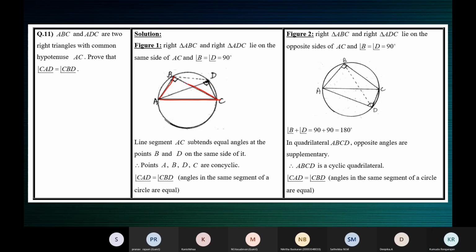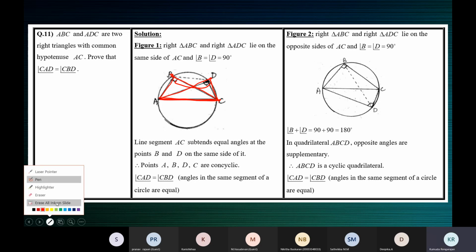ABC is made by the line segment AC at the point B, and the same line segment AC makes ADC. I've told you, join the ends of the line segment to that point. So since the line segment AC subtends equal angles at the points B and D, lying on the same side of it, both B and D are on the same side of AC. Equal angles because both are 90 degrees. The 4 points are said to be concyclic. That means you can draw a circle passing through all the 4 points.